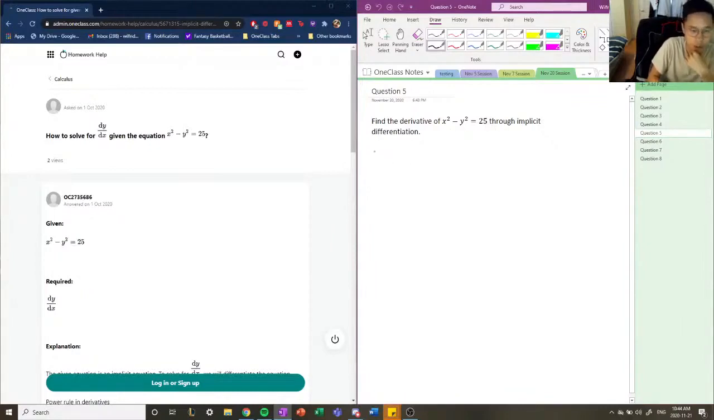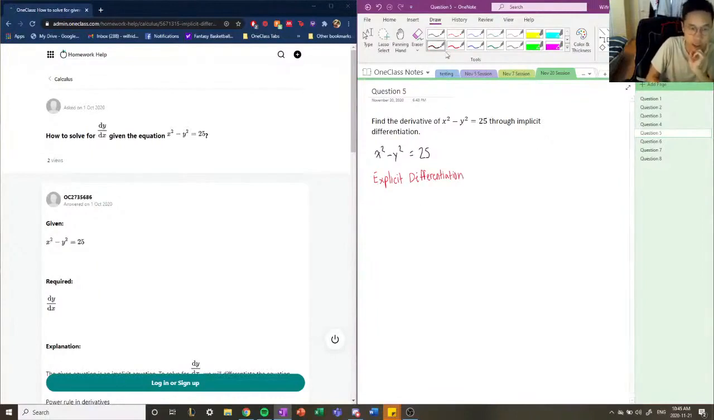Let's write out the original equation first. This would be x squared minus y squared equals 25, right? So we could explicitly differentiate this. Explicit differentiation. We can explicitly differentiate this by isolating for y, right?